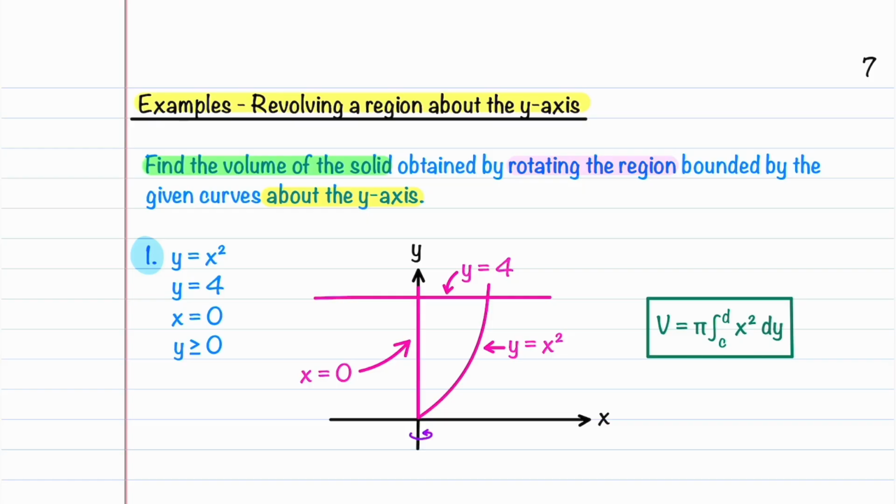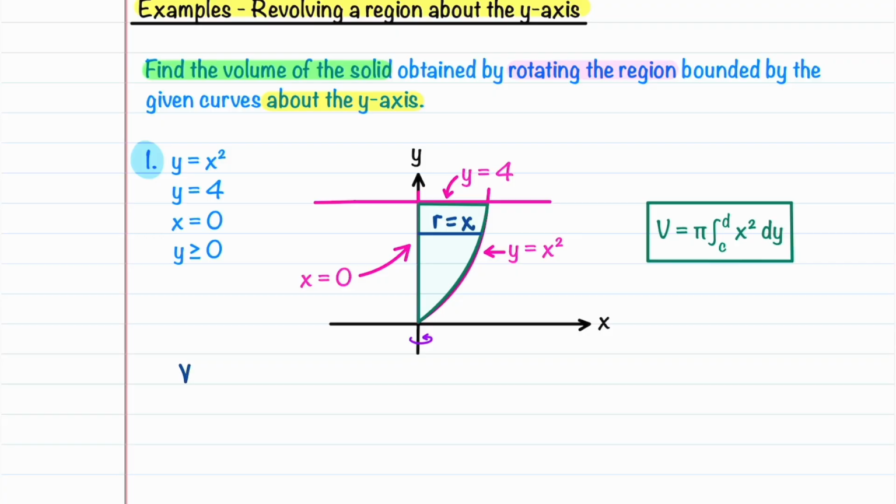I went ahead and graphed these, and you can see that the region that's enclosed by all of these curves is this region right here. When we revolve this region about the y-axis, the first thing that we need to do is find the radius. That radius is this length right here, and our radius is just equal to x.